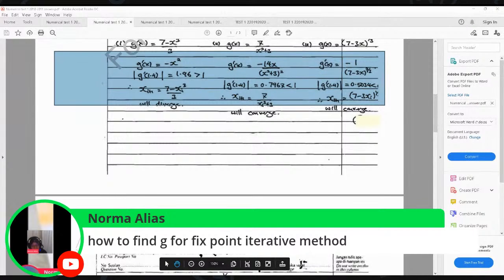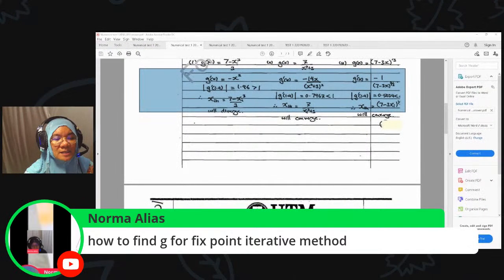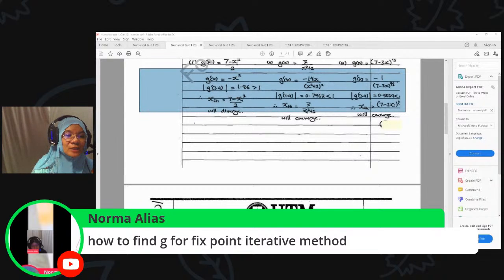Now in this question, they want you to choose whether 7 divided by x squared plus 3 is better, or negative 1 over 7 minus 3x to the power 1 over 3 is better. So which one converges more? You need to choose. Can you read my question here? The question is how to find G for the fixed point iterative method. To make sure that we can get a similar answer, we give you a G, and then you need to prove the G, and find which G converges very fast.